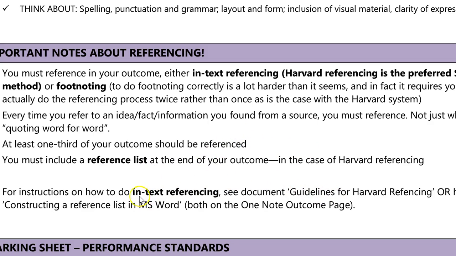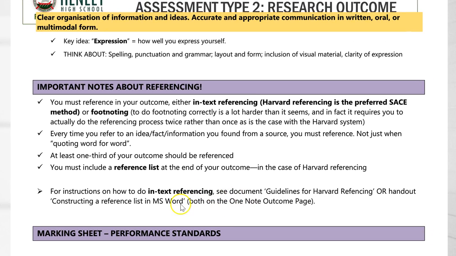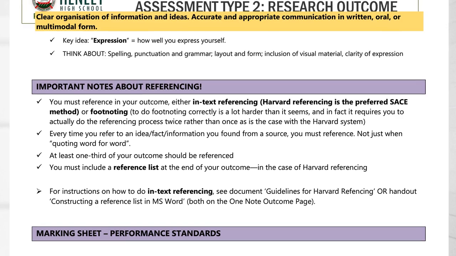Okay? Now there is a document that tells you how to use in-text referencing in Microsoft Word. If you're unsure how to do that, most people in the class know how to do that, but I do know there's a couple of people who've been having trouble with it. So you can use something like Harvard Generator as well, which is fine. But you should discuss with me at the end of your outcome if you've done it correctly, because your bibliography or reference list should be alphabetically listed as well.